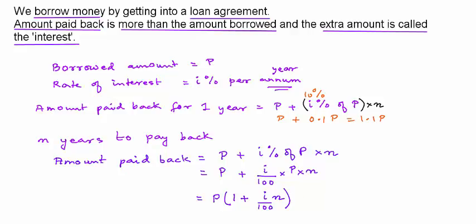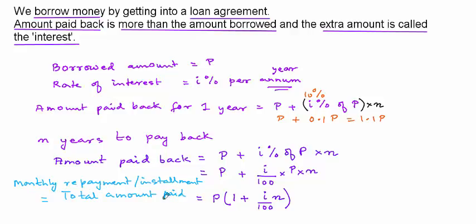Typically, this amount is paid back by making equal monthly repayments, also referred to as installments. So the monthly repayment or the monthly installment is equal to the total amount that you pay back, total amount paid, that's the amount borrowed plus the interest, divided by the number of months.